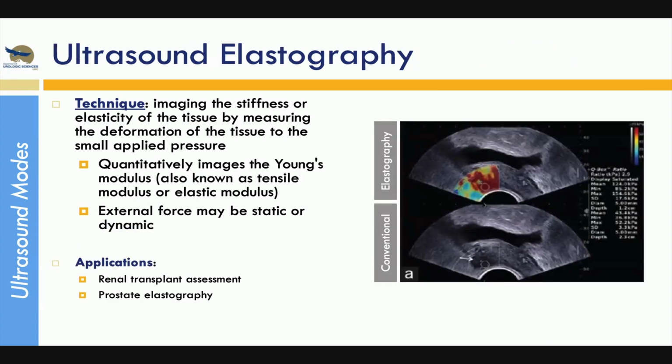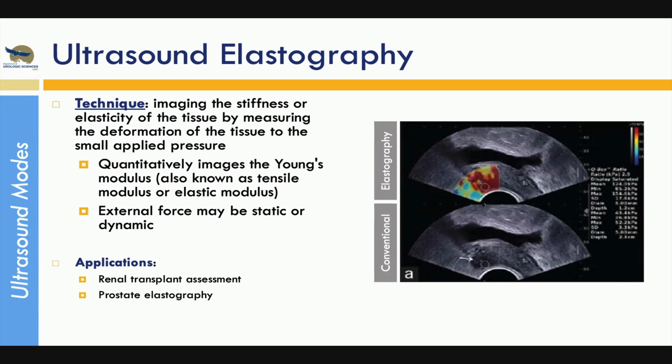A couple more modalities to go through. The next one is ultrasound elastography. It's a relatively new modality that maps the elastic properties of soft tissue. It quantitatively images the tensile modulus or elastic modulus of a tissue, which is essentially the stiffness or elasticity of a material. And this non-invasive technique is almost like a digital DRE.